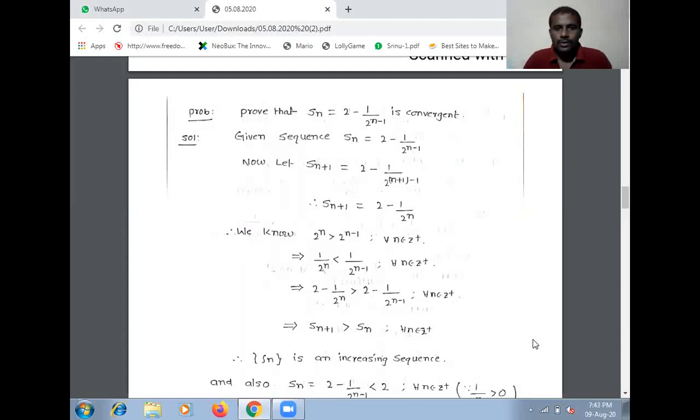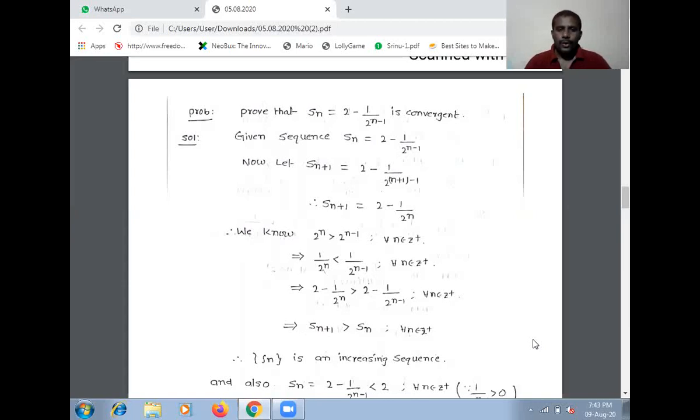So now what is the given sequence here? Sn equal to 2 minus 1 by 2 to the power of n minus 1. Now let's consider Sn plus 1. Sn plus 1 means you can put n plus 1 in place of n, so we get 2 minus 1 by 2 to the power of n plus 1 minus 1. Here minus 1 plus 1 cancels. We get Sn plus 1 equal to 2 minus 1 by 2 to the power of n.